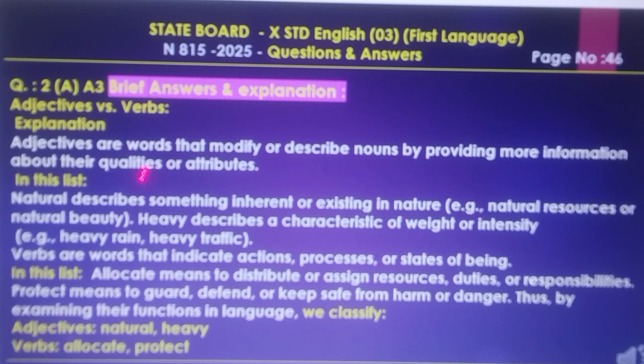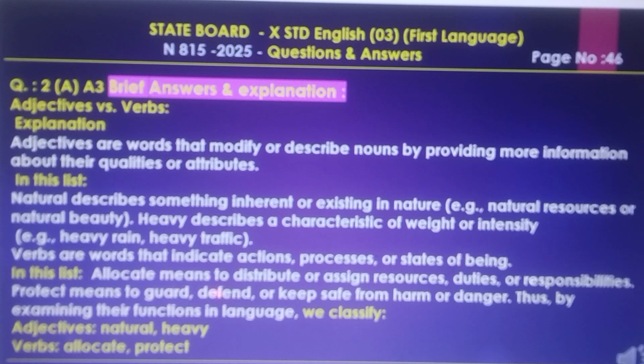Adjectives are words that modify or describe nouns by providing more information about their qualities or attributes. In this list, natural describes something existing in nature, for example natural resources or natural beauty, and heavy describes a characteristic of weight or intensity. Example: heavy rain, heavy traffic.